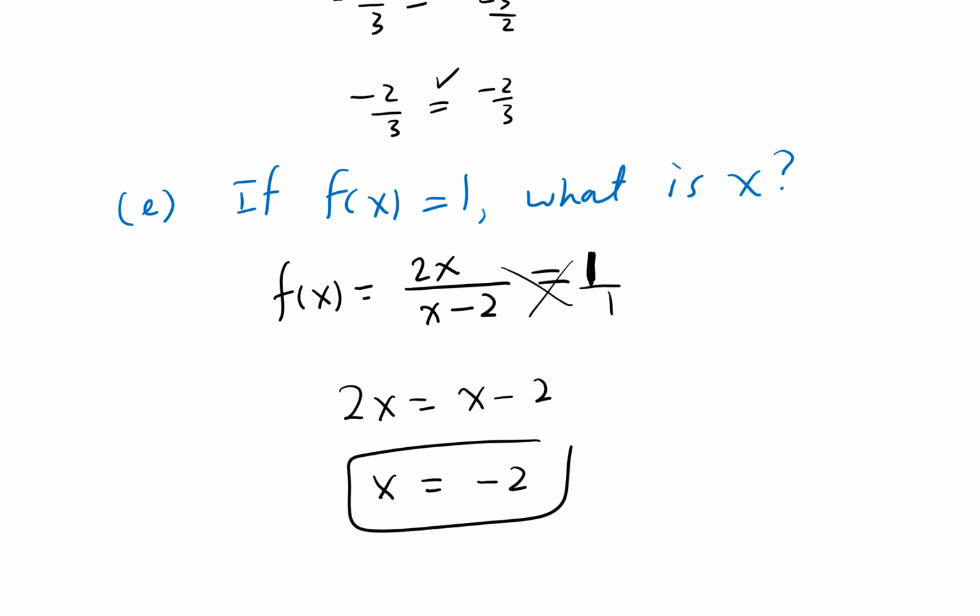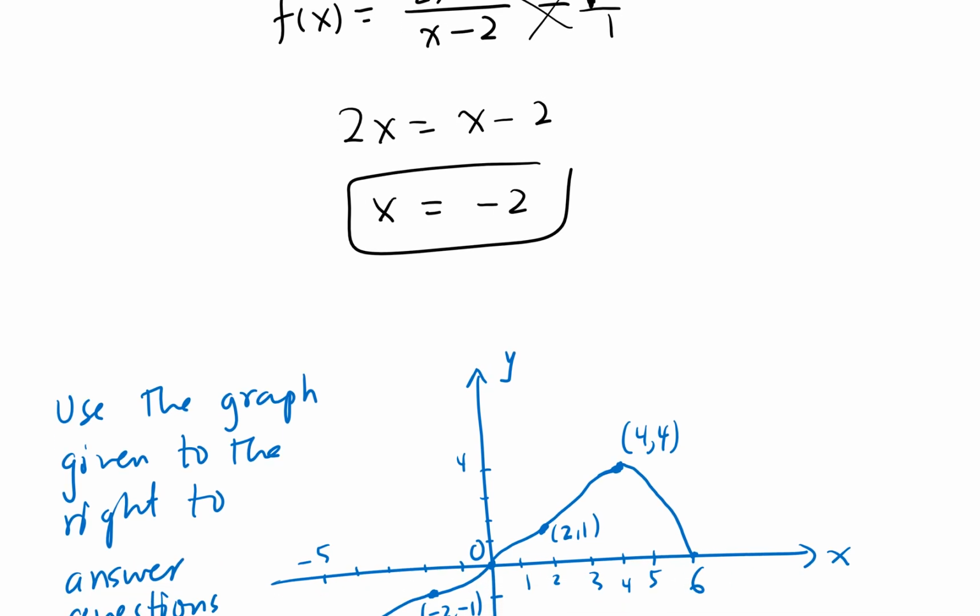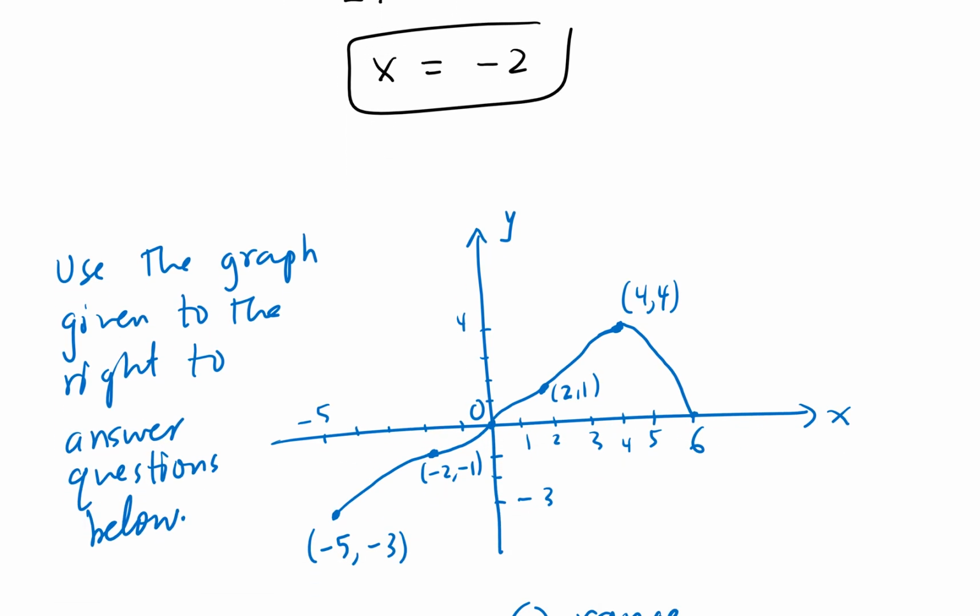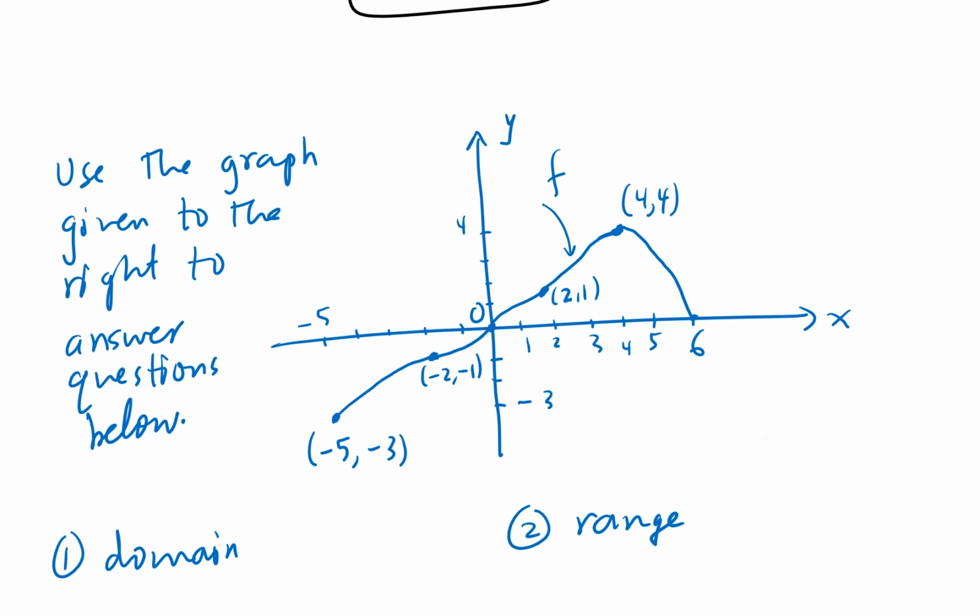Now we are going to look at a given graph, like this one. This is the graph of f. This graph starts somewhere at -5, -3, goes through a point -2, -1, through the origin to 1, up to 4, 4, and then goes down to 6, 0. This is a graph of a function because it passes the vertical line test. If you draw vertical lines, it intersects this at exactly 1 point. Now we need to answer these questions.